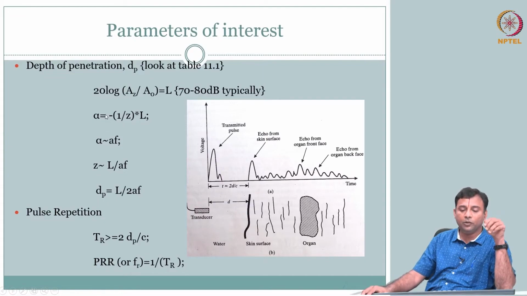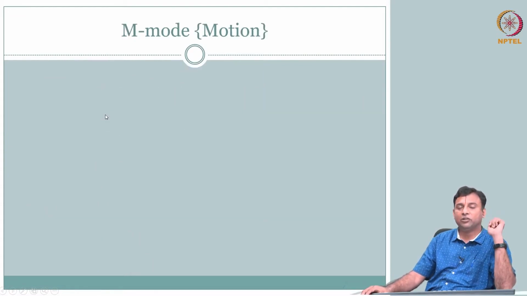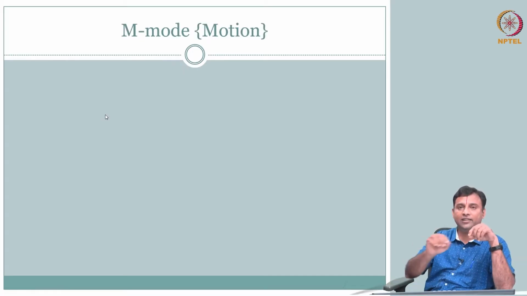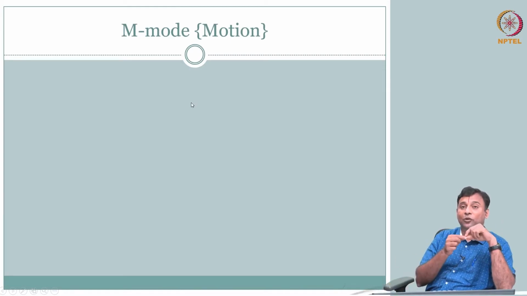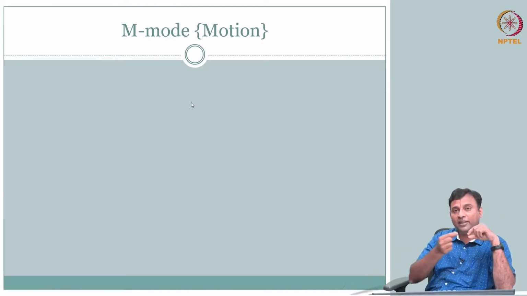So now we will talk about the extension I was talking about. So this is at one location. I know how to calculate pulse repetition rate, I know what the depth of imaging is that I want, but that is at one location. A direct extension of that is what is called M mode, or motion mode. What is motion mode? Now don't get confused, this motion is not moving the transducer.